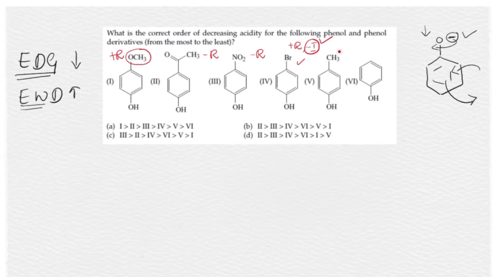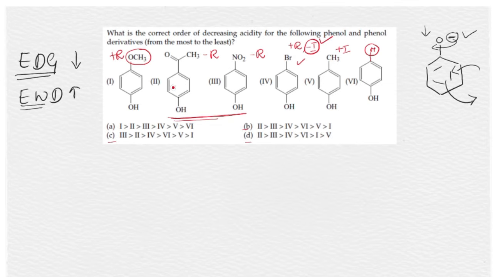What about the methyl? It exhibits plus I and hyperconjugation. That means it's electron donating. What about the simple phenol? Here we have to compare it with hydrogen. Neither donates nor withdraws. So it will be in between the electron donating and electron withdrawing. So what all electron withdrawing groups we have? 2 and 3. So they have to be at the first. Where do we have it? You can see C, B and D.